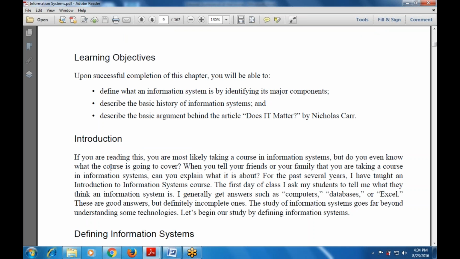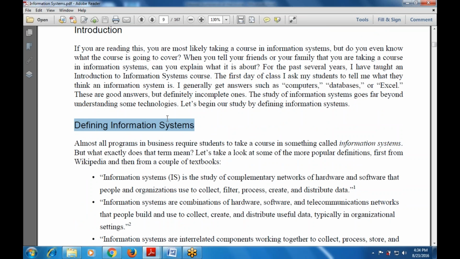a course in information systems. That is what the course is going to cover. And generally we are getting answers such as computers, databases, Excel. Now the first one is defining the information system.